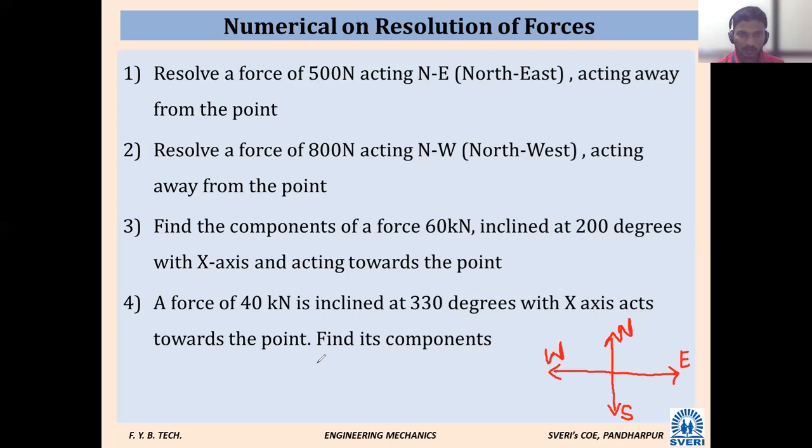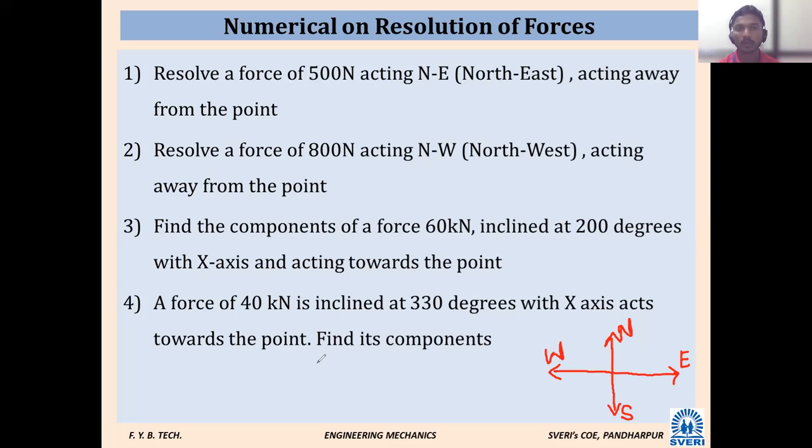Resolve a force of 500 Newton acting northeast, away from the point. We have to solve such problems. These are very simple problems actually, but at the beginning, such a problem may come as a multiple choice question.